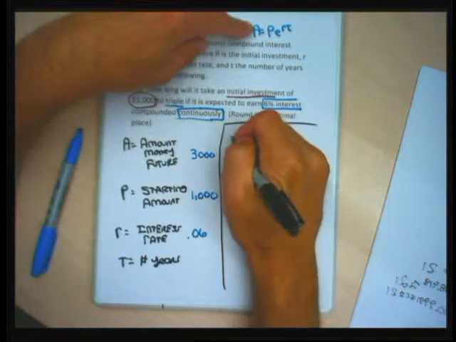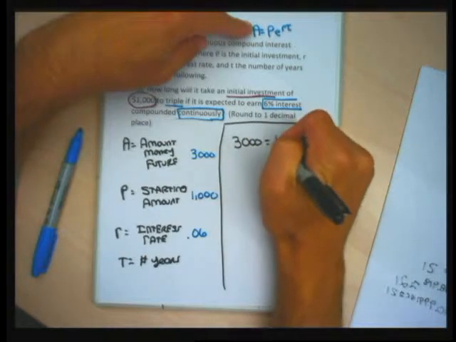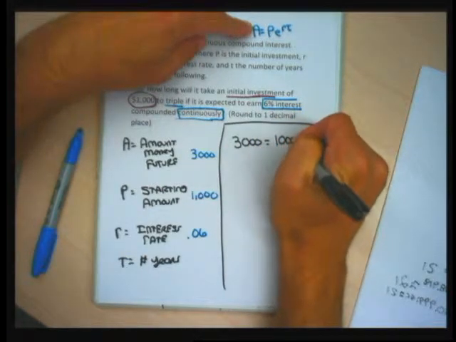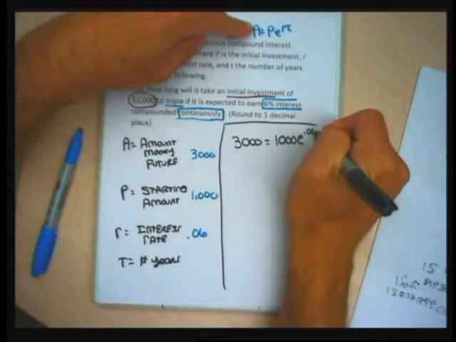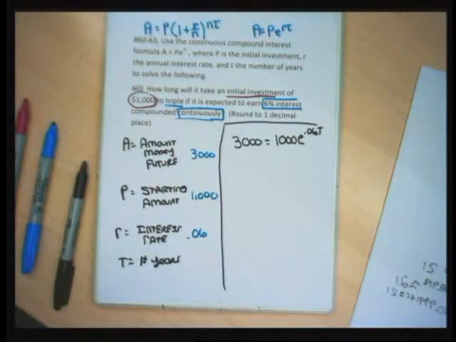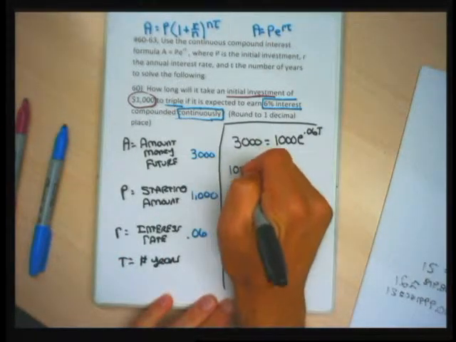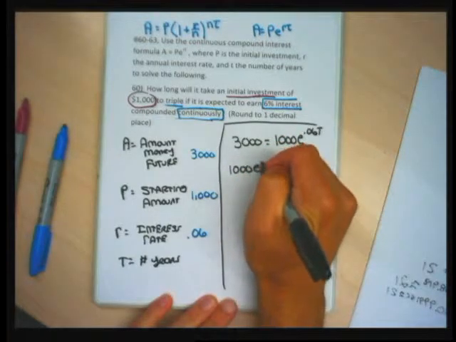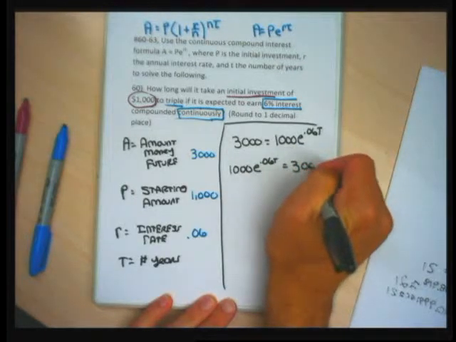So A is going to be 3,000. P is going to be 1,000. e is going to stay e, and then I'm going to get 0.06 times T. This is just like the problems that we've done, but it's backwards because the exponent's on the right-hand side. I'm going to solve it exactly the same way. If it feels backwards to you, you can rewrite the problem like this. Equality is commutative, so you can flip the equation around, and it still has the same meaning.